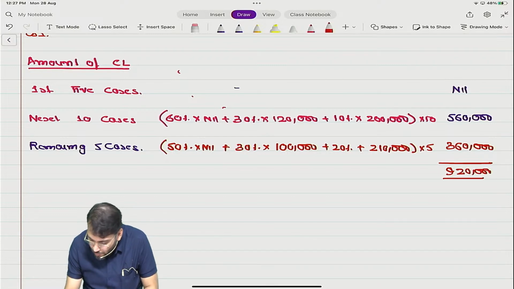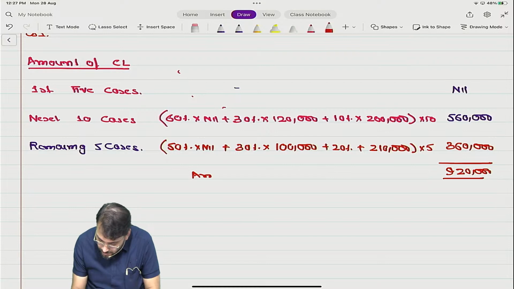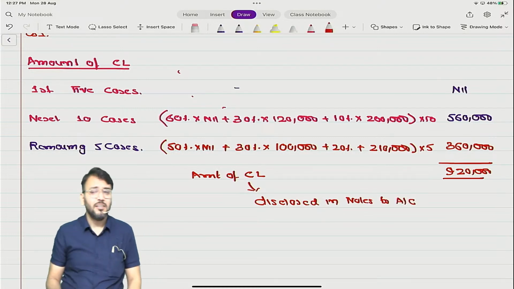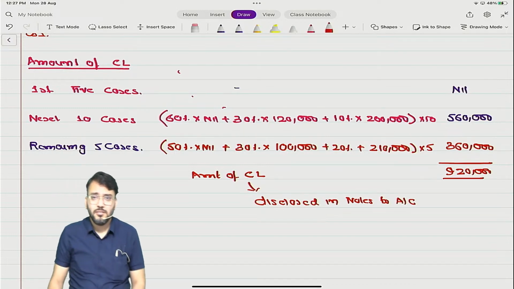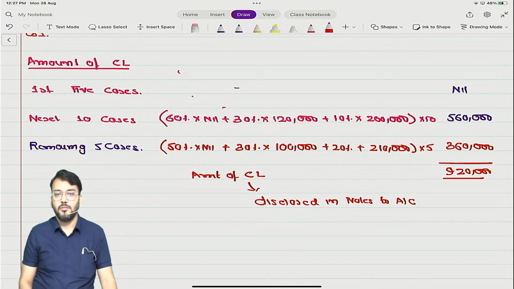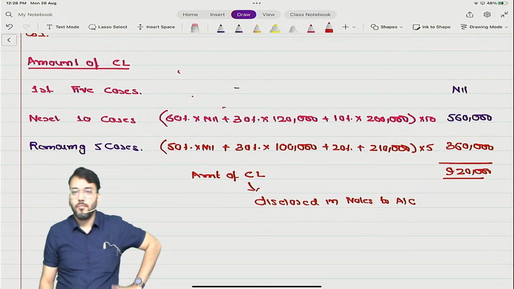This will be the amount which will be recognized or disclosed. This will be disclosed where? In notes to account. Very simple now. Yes or no? Have you understood?